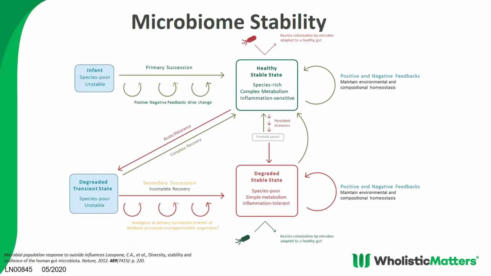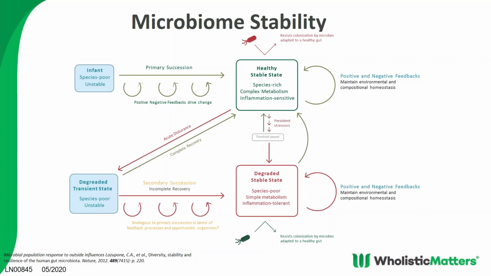But what can happen is that your microbiome, after it's been established as a healthy, stable state, can be put into a transient degraded state by certain disturbances for a long enough time, and a complete recovery is not achieved, even though that's what's trying to happen in your body. This healthy, stable state resists colonization and adapts overall to help maintain a species-rich community, complex in what it can do metabolically, and it's inflammation sensitive. So if this acute disturbance is not completely recovered from, you have an incomplete recovery, and you move to what you would call some kind of degraded stable state.